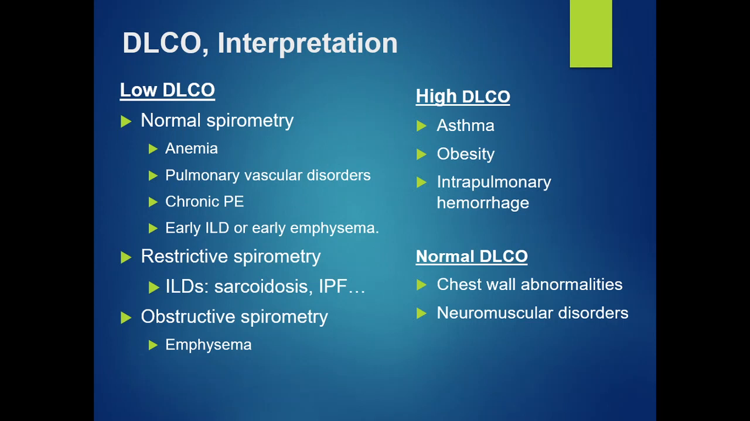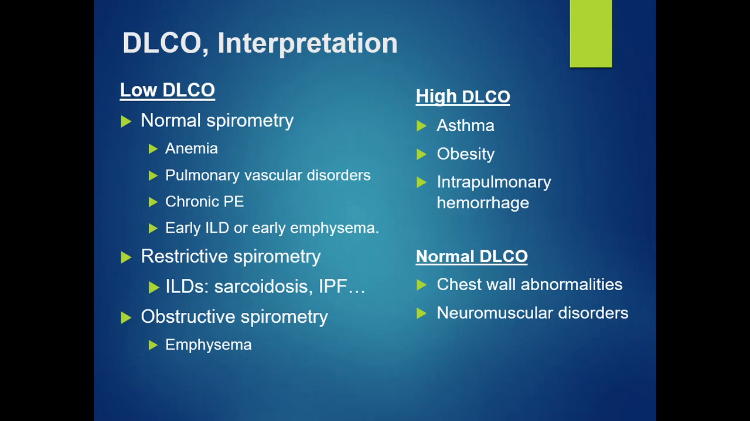showed restrictive pattern with low DLCO, you would think about interstitial lung diseases like sarcoidosis and IPF. If the DLCO is low and there is an obstructive pattern, you would think about emphysema. On the other side, a high DLCO can be associated with asthma, obesity, and intrapulmonary hemorrhage. The normal DLCO can occur with restrictive lung disease if it is caused by chest wall abnormalities or neuromuscular disorder.